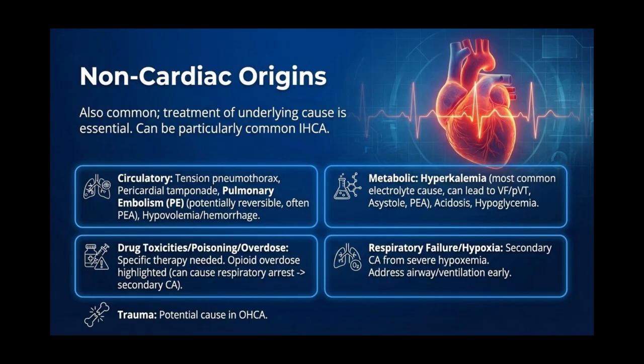Additionally, cardiac arrest can result from drug toxicities, poisoning, or overdose. The characteristics of cardiac arrest due to drug toxicity vary depending on the specific agent involved. Therefore, targeted therapy for the specific drug toxicity is crucial. For example, opioid overdose is highlighted as a significant non-cardiac cause of cardiac arrest.